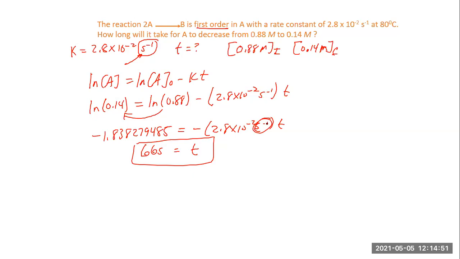So again, understanding the units there, so that you can apply the correct formula when you're solving these, is really critical.